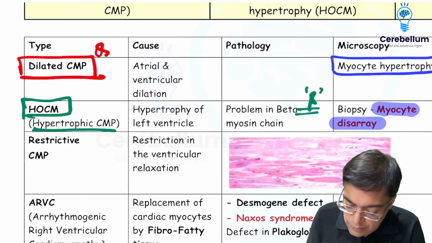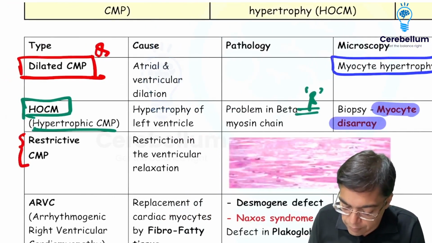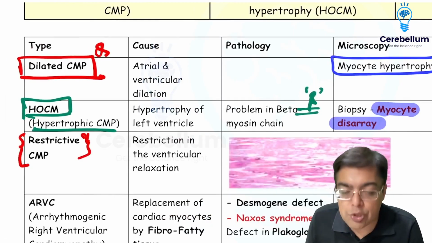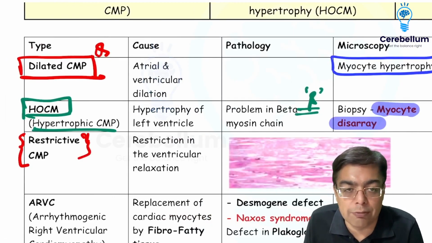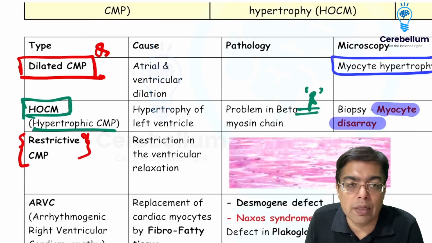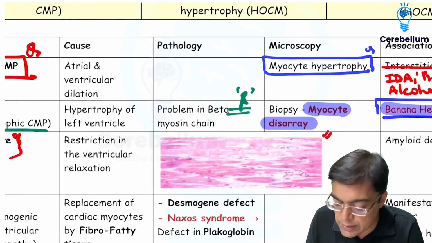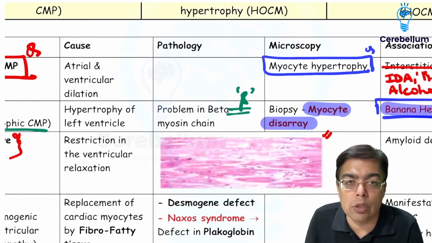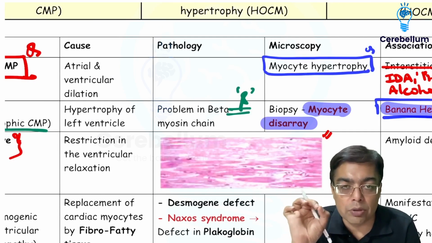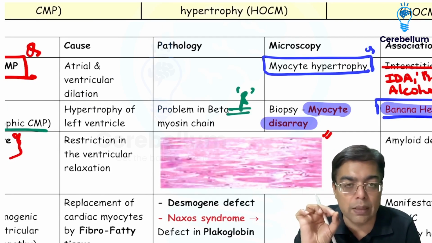Then we are talking about restrictive cardiomyopathy. Restrictive cardiomyopathy can be associated with the deposition of amyloid. It can be seen with fibrosis, and there is going to be a problem in the relaxation of the ventricles. So this was an example of an image that is asked in the exam, wherein amyloid deposition, pinkish hyaline material being deposited outside the cardiac fibers, is going to be seen in the patients.